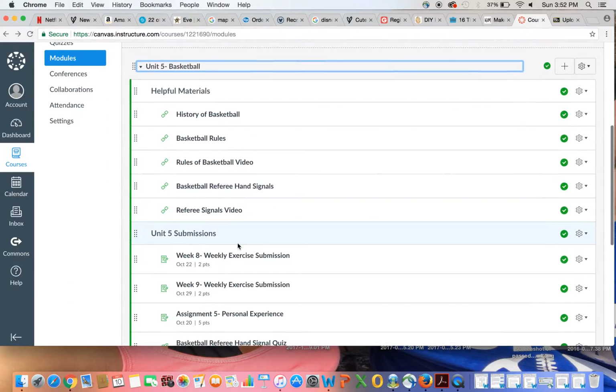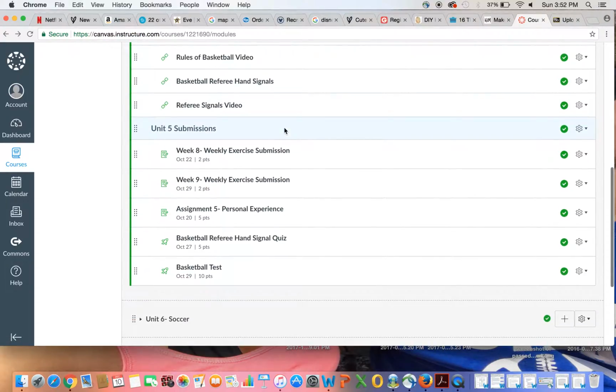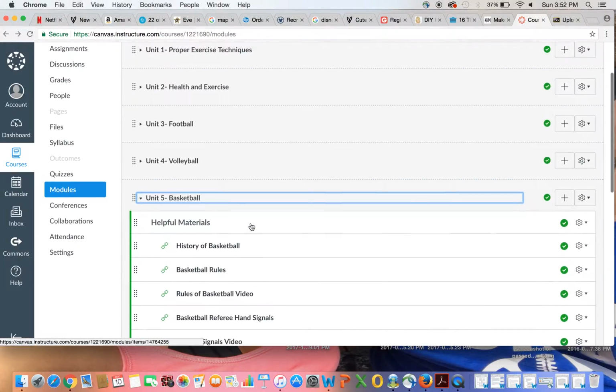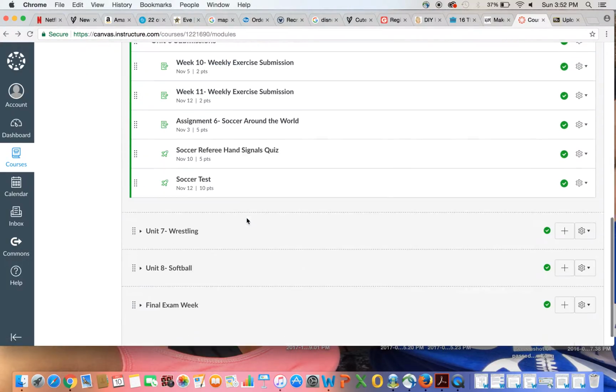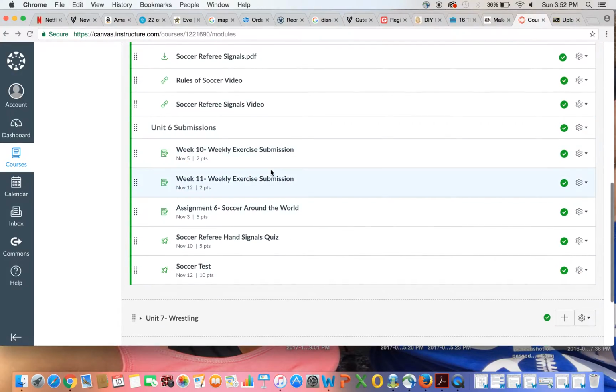Moving on to the basketball page, again, different rules. Basketball referee hand signals, so again, a link to how they're going to take a look at this. Week 8, week 9, weekly exercise submission, personal experience, that's the assignment for the week, referee hand signal quiz, and then a basketball test, again, worth 5 and 10 points. I do the same for soccer, just a brief overview. So you can see what these are all worth: 5 points, 10 points, 5 points, 2 points, 2 points.